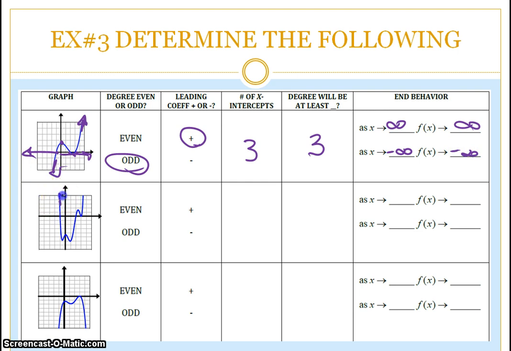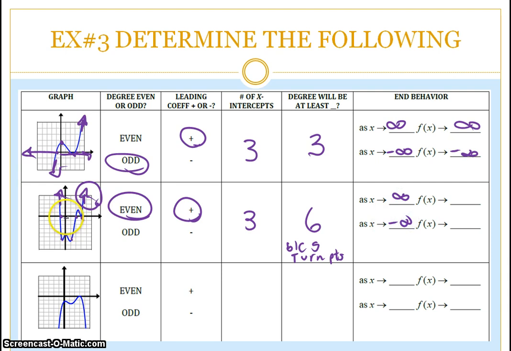Next one, they both point in the same direction, which is an indication of even. The right-hand side is up, so the leading coefficient is positive. The number of x-intercepts: 1, 2, 3 times it crosses, so there are 3 x-intercepts. So the degree will be at least 3, but if you look at the number of turning points, you have 1, 2, 3, 4, 5 turning points here. So you know the degree has to be at least 6, because there are 5 turning points. Okay, so let's fill in the table. As x approaches infinity, the function goes to positive infinity. As x approaches negative infinity, your function approaches positive infinity as well.